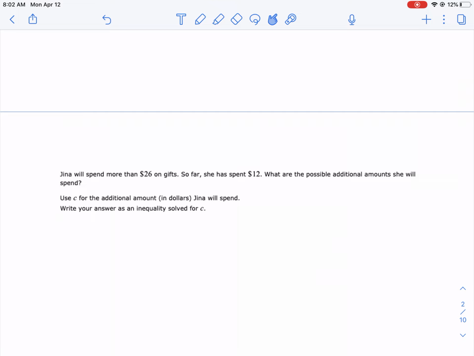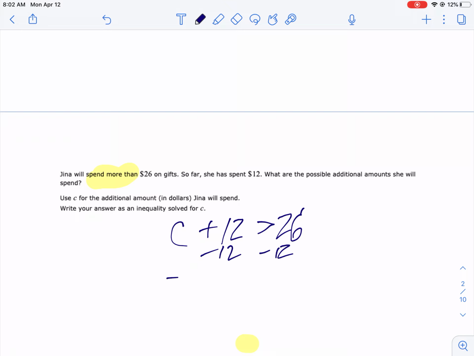Okay, here's an application. It says, Gina will spend more than, and more than means greater than, $26 on a gift. She spent $12 so far. What are the possible additional amounts she will spend? We're going to let C be the additional amount. We've already spent $12. We're going to spend more than 26. So subtract 12 from both sides. C is greater than 14 is what we're looking for there.